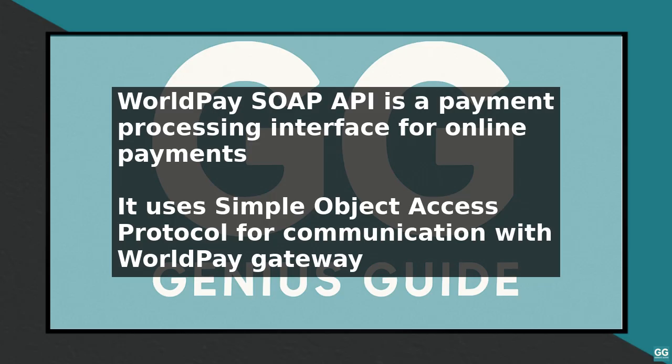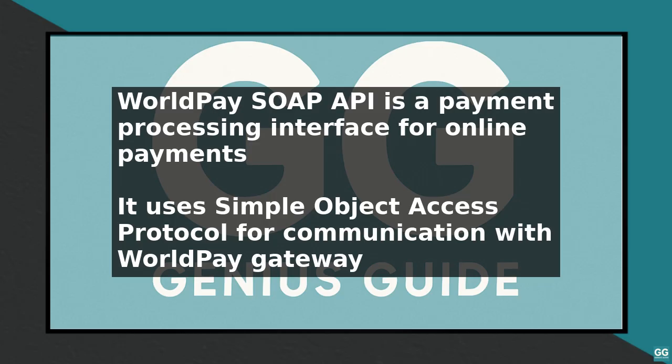To get started with the WorldPay SOAP API, you need to have a WorldPay account and obtain a set of API credentials, including a username and password. These credentials are used to authenticate your API requests and ensure that only authorized transactions are processed.